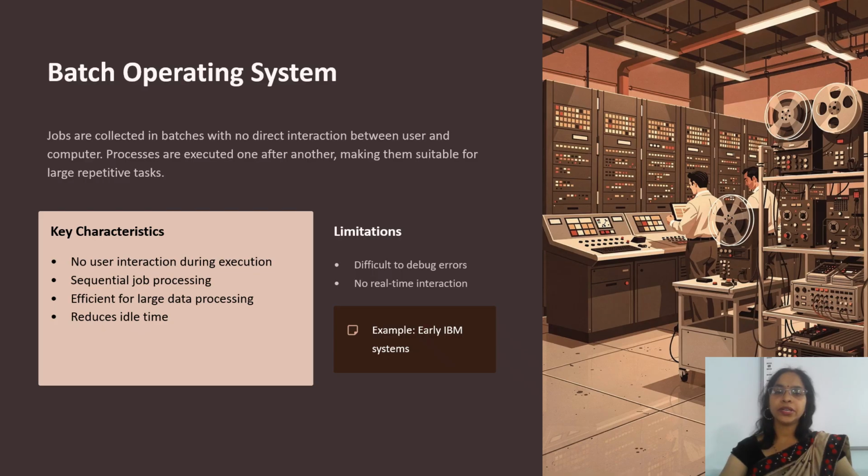Now, what are the limitations of batch operating systems? It is difficult for debugging, there is no real-time response, and the CPU has a long waiting time for the execution of different jobs. Although outdated for personal use, batch systems are still in use in background data processing today.